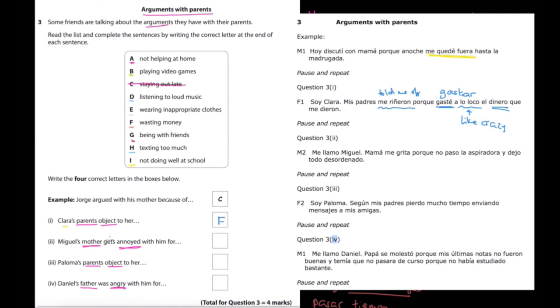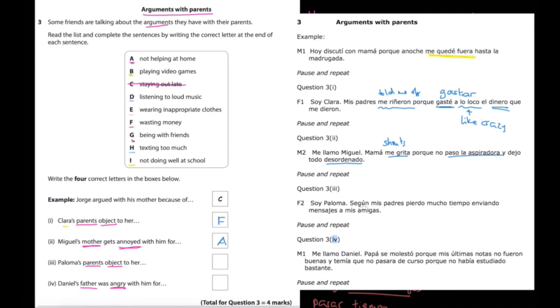Let's have a look at the next one. Miguel. So me llamo Miguel. Mamá me grita. She shouts at me porque no paso la aspiradora. Paso la aspiradora. Let's remember that's to hoover. Y dejo todo desordenado, untidy. So what we need is the one about not helping at home, which is A. And remember, pasar la aspiradora is one of those activities that we did think about, okay? It could be ayudar a casa, or it could be activities. Here we have it, okay?